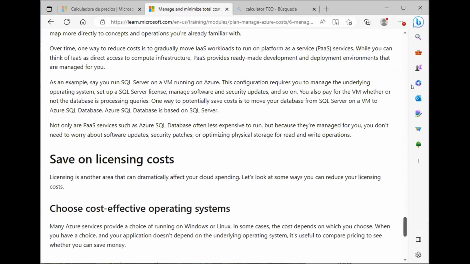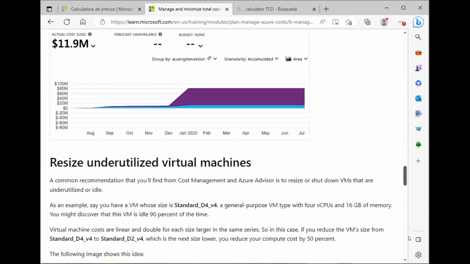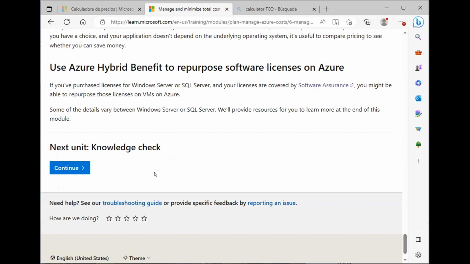We will learn about managing and minimizing total cost on Azure. In the next unit, there is a knowledge check.